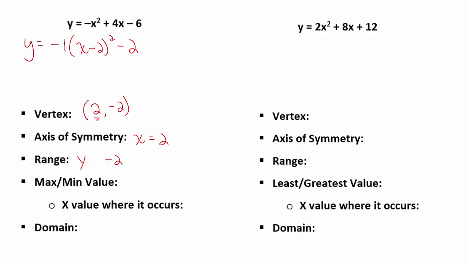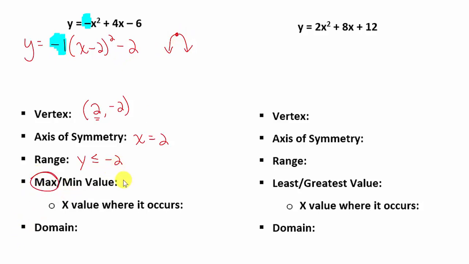Well, we need to look at this right here. This is negative, this is negative here. So because that's negative, I know that my graph is going to open down. And so I'm going to say y is less than or equal to, because a is negative. So that means I'm going to have a maximum value.